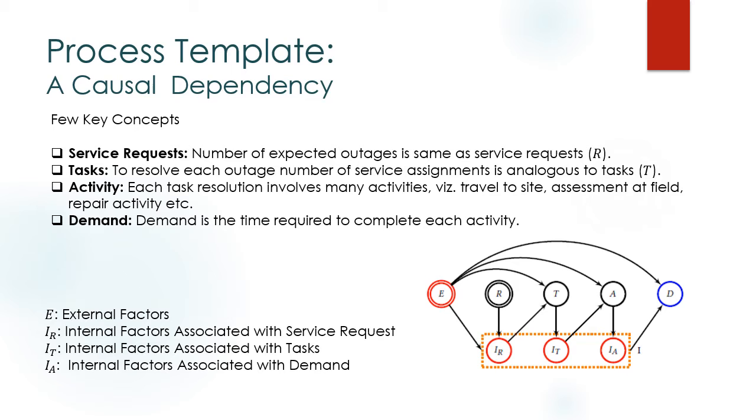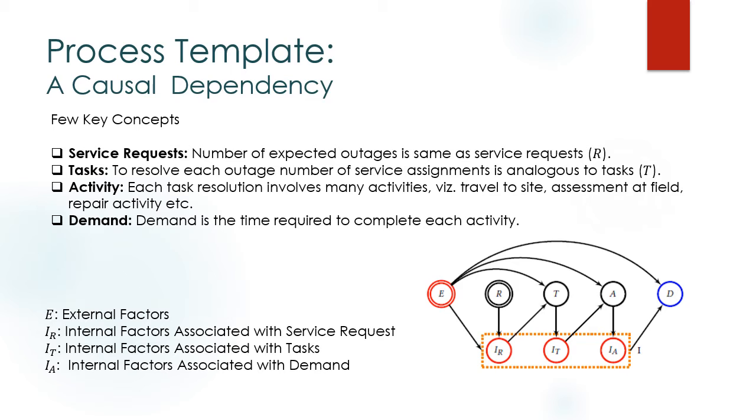We call them factors. The factors are of two types: external factors and internal factors. External factors are not associated with the process. Weather, location, and time of the year are examples of external factors. Internal factors are associated with the process and known only at the time of execution.